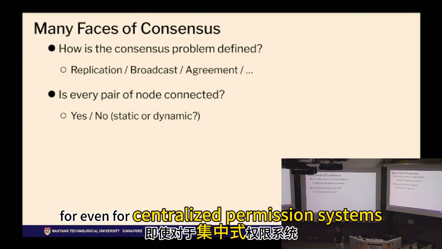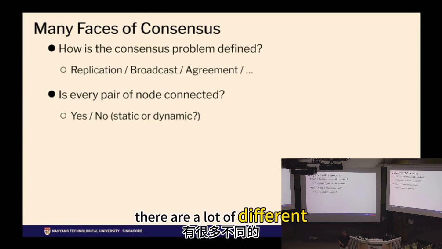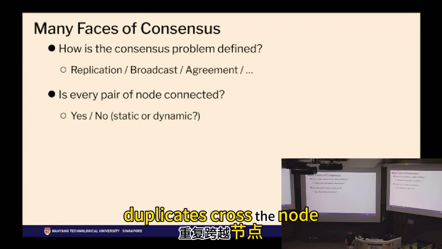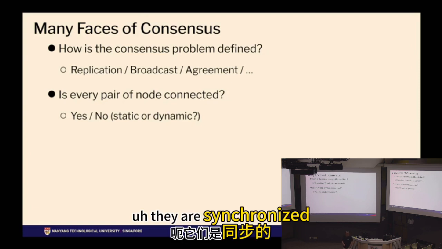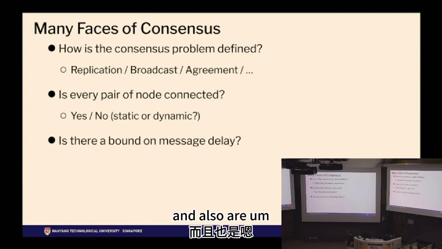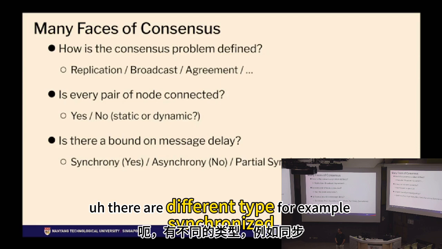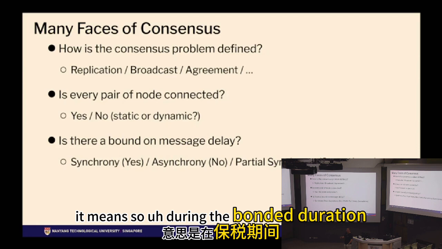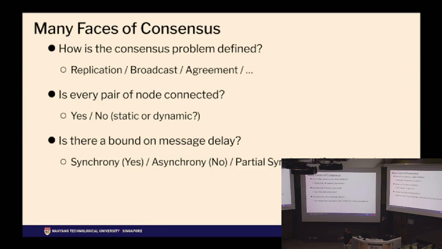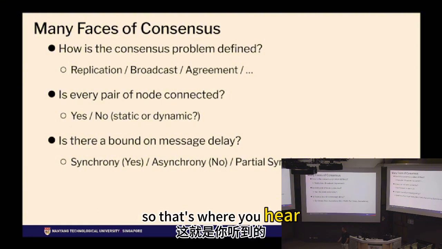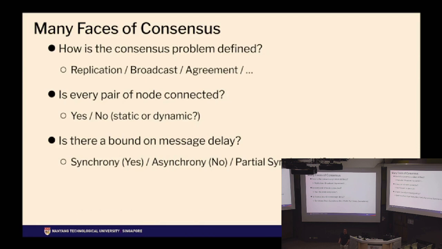Even for centralized permission systems, there are a lot of different consensus algorithms to make sure multiple duplicates across the nodes are synchronized. And also, depending on whether there's a bound on the message delay, there are different types. For example, synchronized means that during the bounded duration, the status needs to be returned. If not returned, it will just time out. So that's where you hear of consensus algorithms as more like synced consensus algorithms.